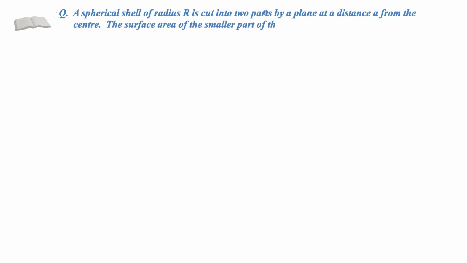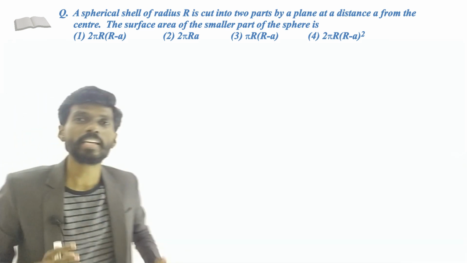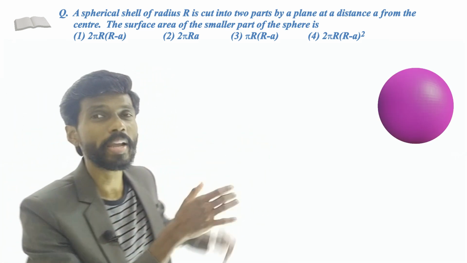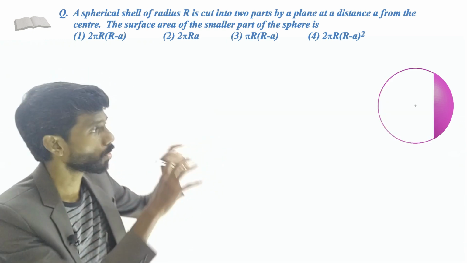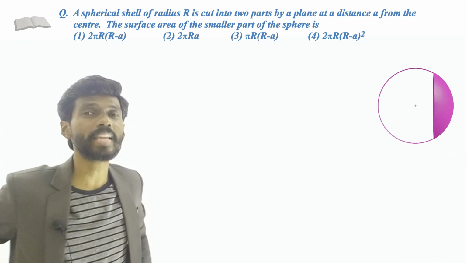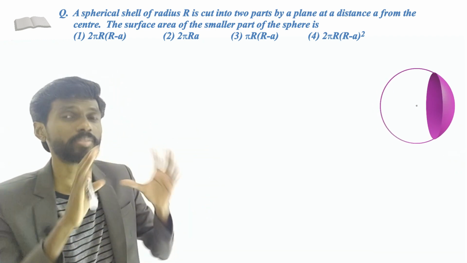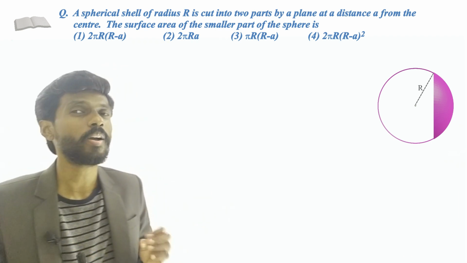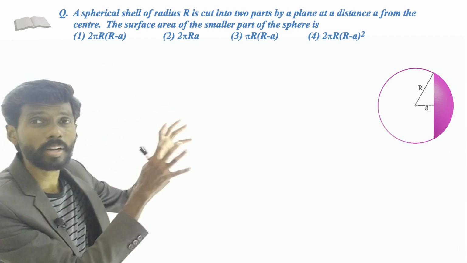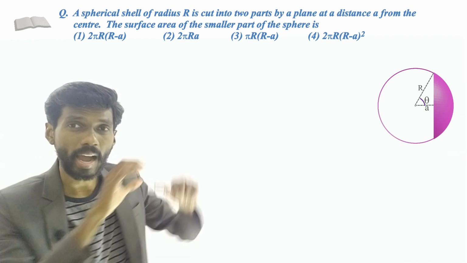A spherical shell of radius r is cut into two parts by a plane at a distance a from the center. The surface area of the smaller part of the sphere is. Here a sphere is cut into two parts by a plane at a distance a from the center. We need to find the curved surface area of the smaller part of the sphere. Now we know the curved surface area of the entire sphere is 4 pi r squared. But we don't want the entire area, we only want the curved portion of the smaller part. So we will find that area only.